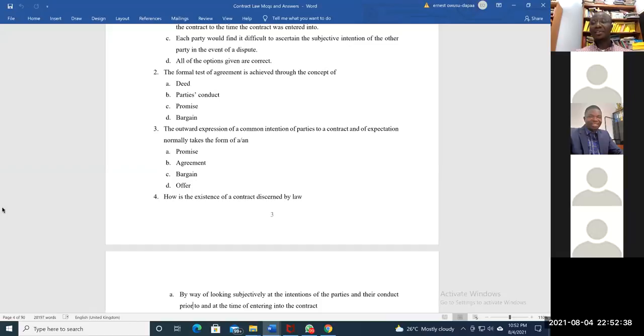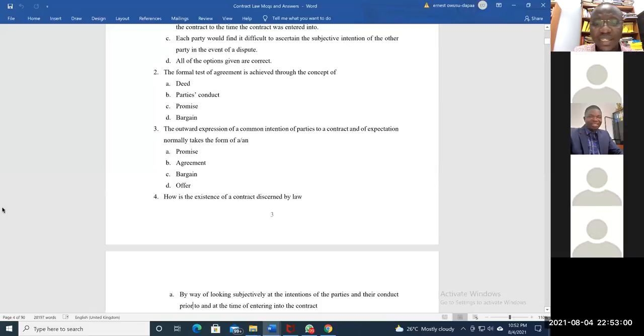And then if a bargain was not part of the answer, then you could just go for B, the parties' conduct. But certainly, promise alone is not the test of agreement, because promise could just come from one side, and there must be a response before we can say that there's an agreement. That is why C is never the answer.